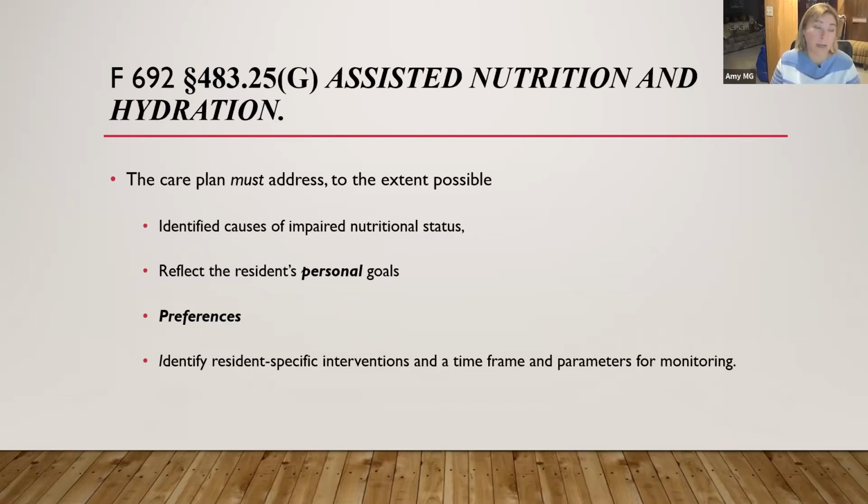And then also in F-tag 692 for assisted nutrition and hydration, it also talks about the care plan, and that the care plan must address, to the extent possible, any impaired nutritional status, reflect the resident's personal goals and preferences, and identify resident-specific interventions and a time frame and parameters for monitoring. So we get that information by doing our comprehensive assessment, and we're going to start building.